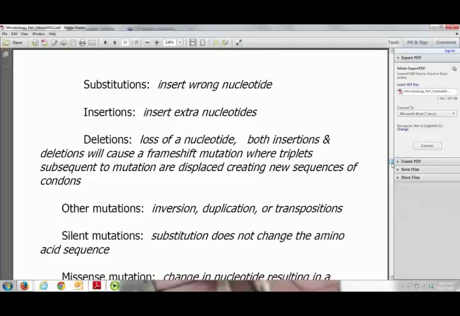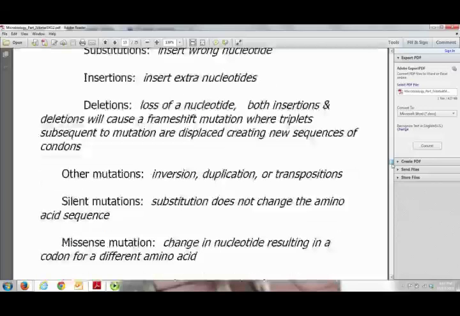Some other types of mutations you can have are inversions, duplications, or transpositions, where larger chunks of DNA or the chromosome can be inserted in the wrong place, copied, or attached onto the wrong chromosome.